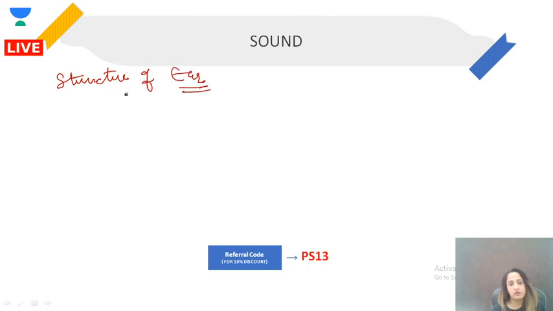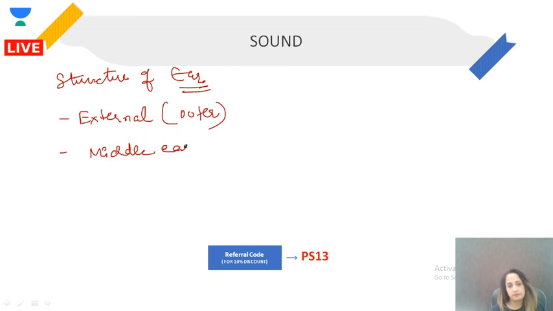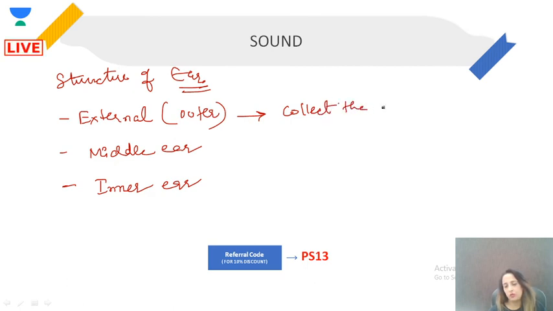So the human ear can be divided into 3 parts. The external ear, external means outer. Then we have the middle ear, and then we have the inner ear. The whole function of the outer ear is to collect the sound waves, right? And we have the ear pinna that we see externally, that is what we exactly call the ear.